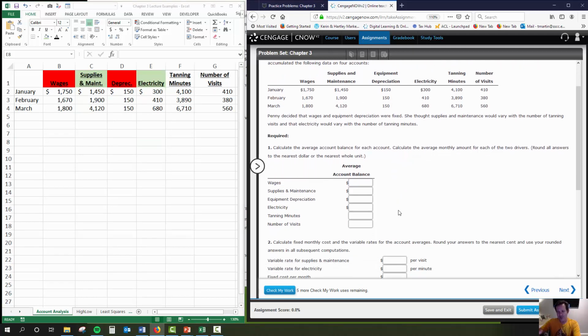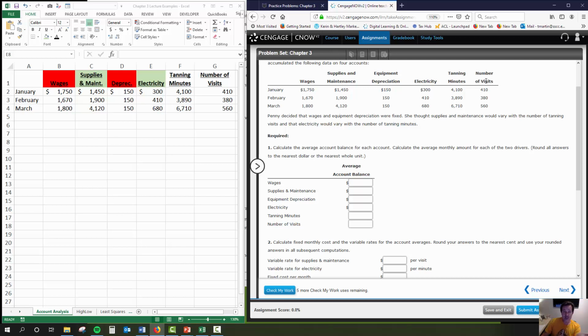This is the account analysis method of determining cost behaviors. So number one, calculate the average account balance for every account. Calculate the monthly amount for each of the two drivers. And so, wait a second, what are they talking about drivers here? The drivers are the things that create all these costs you're seeing there. She's got two activity drivers here. She's got tanning minutes. The longer the people sit in the tanning bed, the more electricity we need.